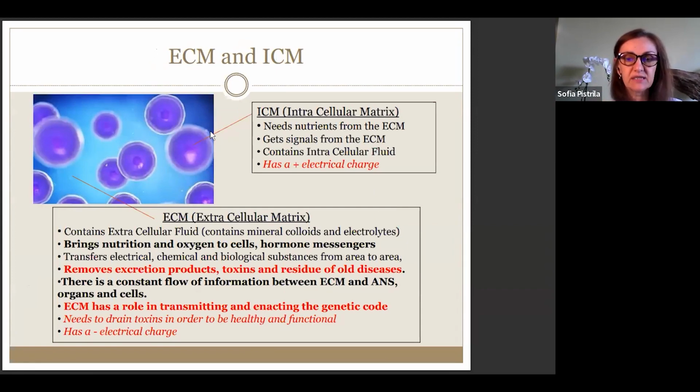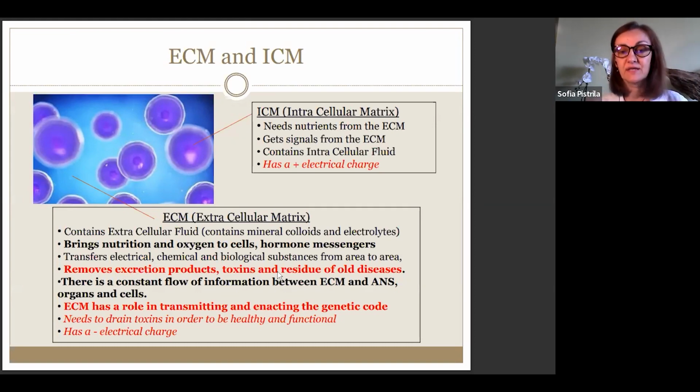The cells need the nutrients from the extracellular matrix. The blue stuff is that matrix that keeps them all together, but also feeds them with what? With mineral colloids, electrolytes, oxygen, hormone messengers. So not only chemicals and oxygen and minerals, but hormone messengers. It also transfers electrical messaging. It removes excretion products, toxins, and residue of all diseases. And I wrote this in red because when we talk about drainage, this is what we talk about, right?